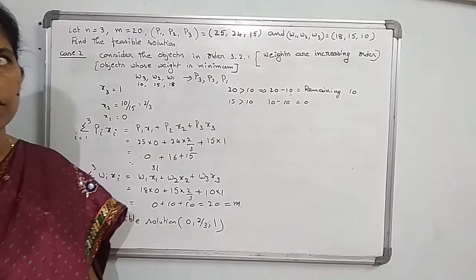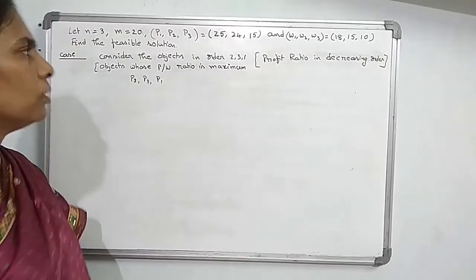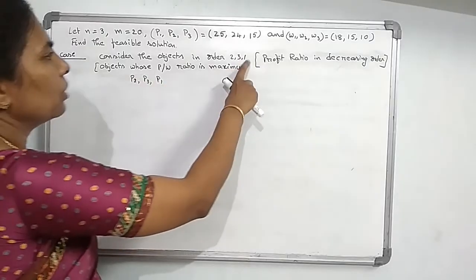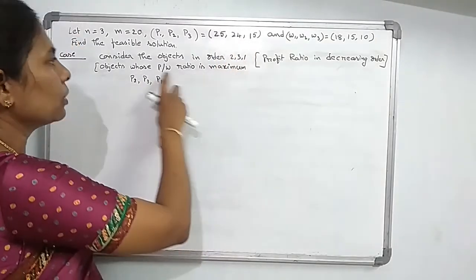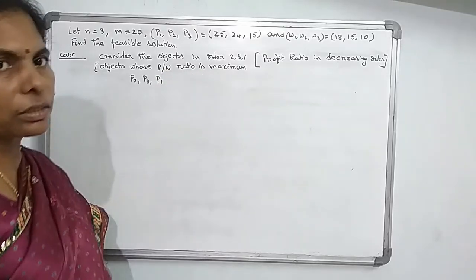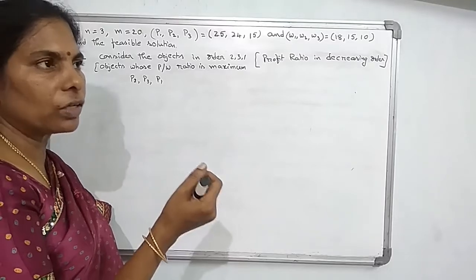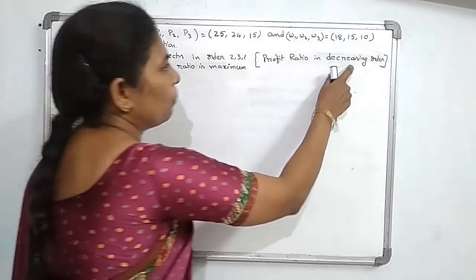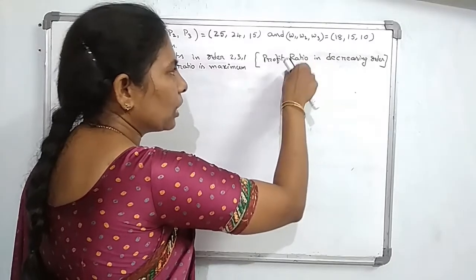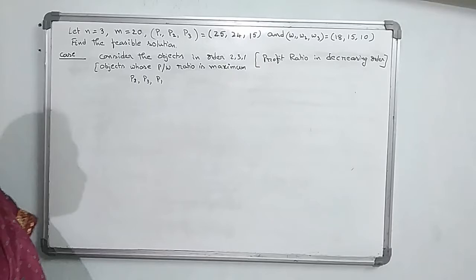Now we will discuss the case 3. The case 3 considers the objects in order 2, 3, 1. So what is the order of 2, 3, 1? The 2, 3, 1 order must come in the profit ratio order. We already discussed how to find the profit ratio. The profit ratio is found as Pi by Wi. So the profit ratio must be in decreasing order. If I take the profit ratio in decreasing order, we have the values in P2, P3, P1 order.